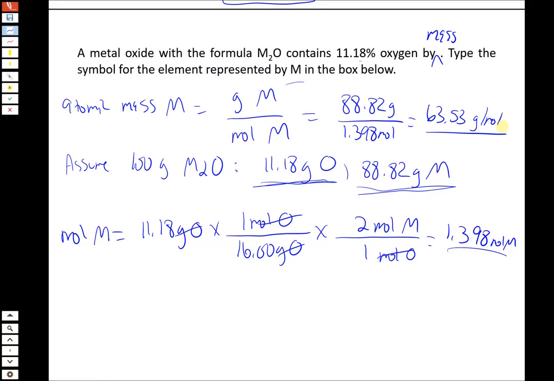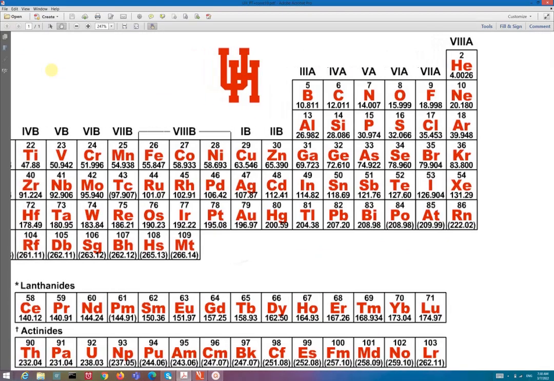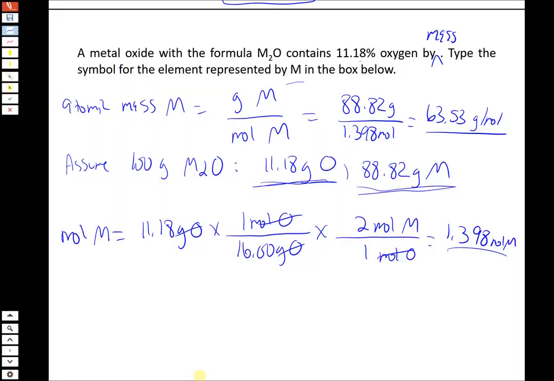So that's the atomic mass of M, but the question is looking for the identity, the symbol of M. So what you do is go to the periodic table and figure out which metal has the atomic mass that's closest to 63.53. If we go to the periodic table, we find atomic masses at the bottom. They get bigger and bigger. And then here, copper is 63.55. That's pretty close to the number I got, 63.53. So that's going to be the correct identity for the metal. You might not get an exact correlation, but for copper, we find on the periodic table it's 63.55 grams per mole.